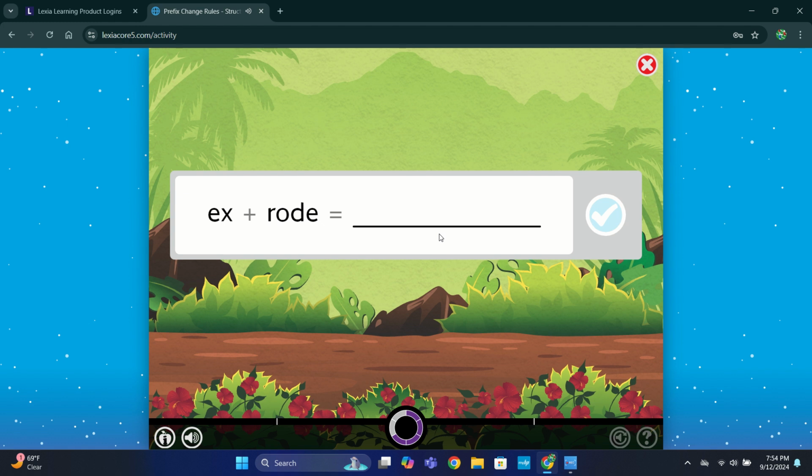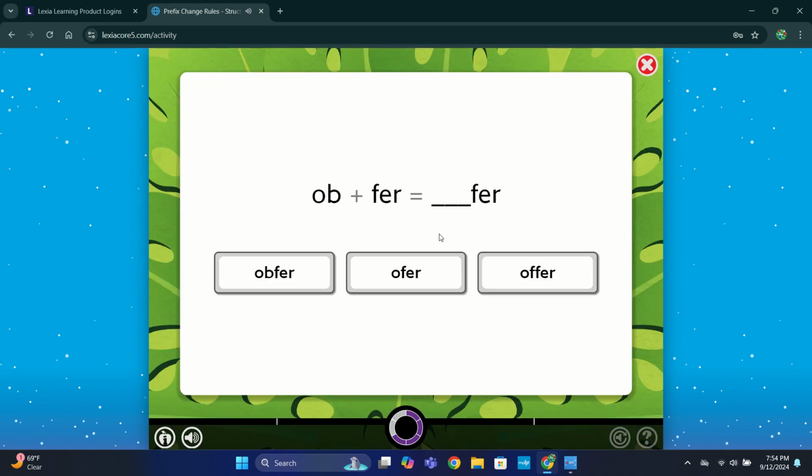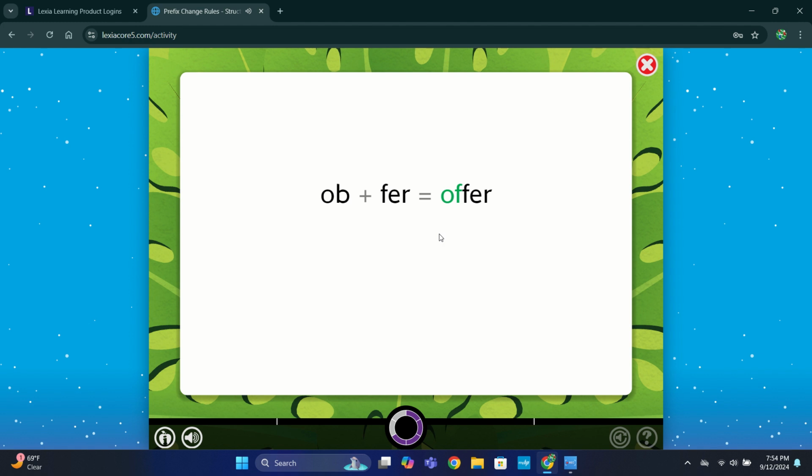Spell the word you hear. Remember to use the prefix change rule as you spell these words. Erode. Occur. The last letter of the prefix changes to the first letter of the root to make it easier to say. Occur. The last letter of the prefix changes to the first letter of the root to make it easier to say. This prefix and root can be combined to make the word offer. Notice how the prefix has changed to make it easier to say.